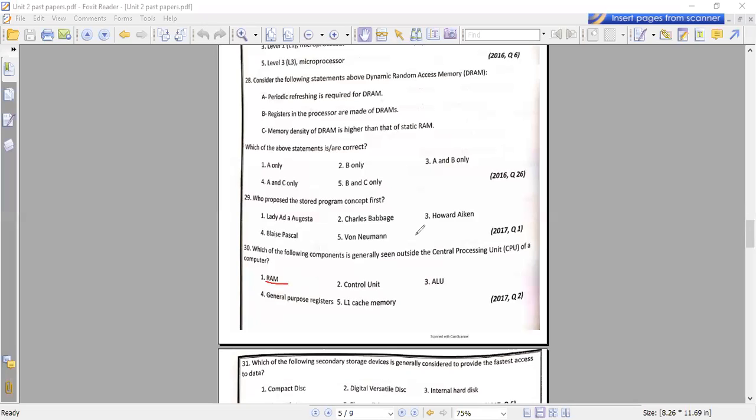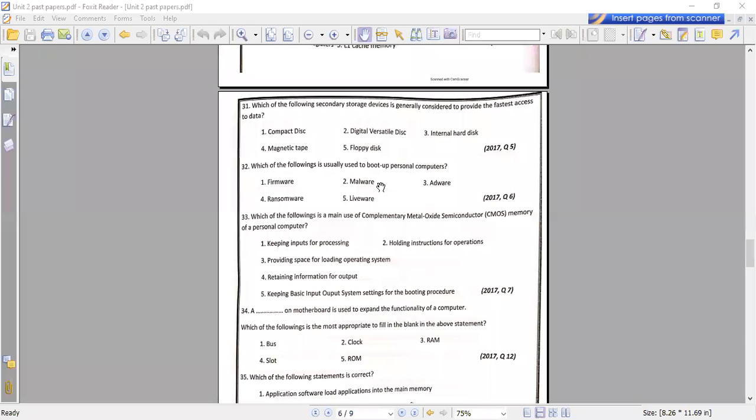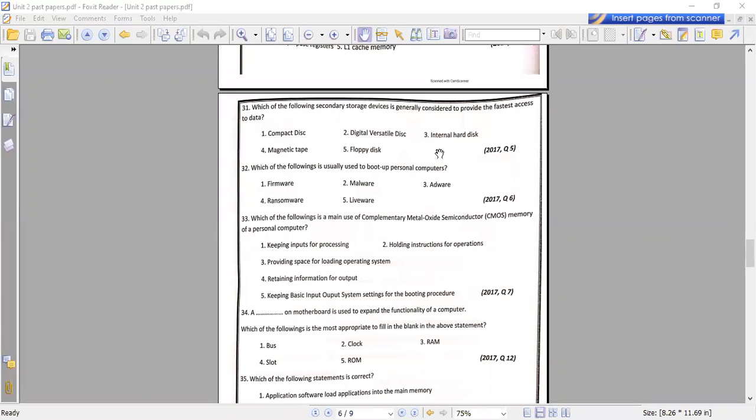Again we'll start from 31 to 37. Again I am doing the polling, 1, 2, 3 like that. Let's answer the same way. First, question 31. Which of the following secondary storage devices is generally considered to provide the fastest access? Fastest access, this is related to secondary storage. The fastest secondary storage inside our computer is called the hard disk. Hard disk. Most of you have put the correct answer.